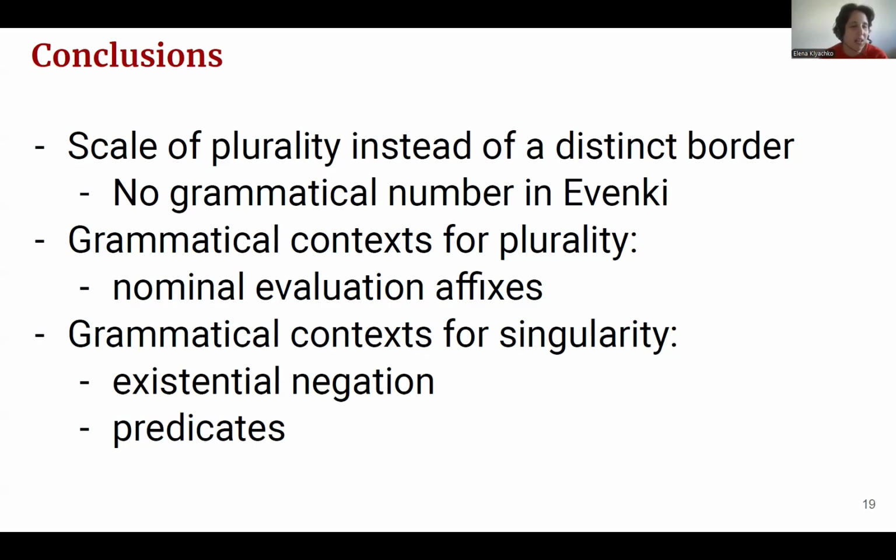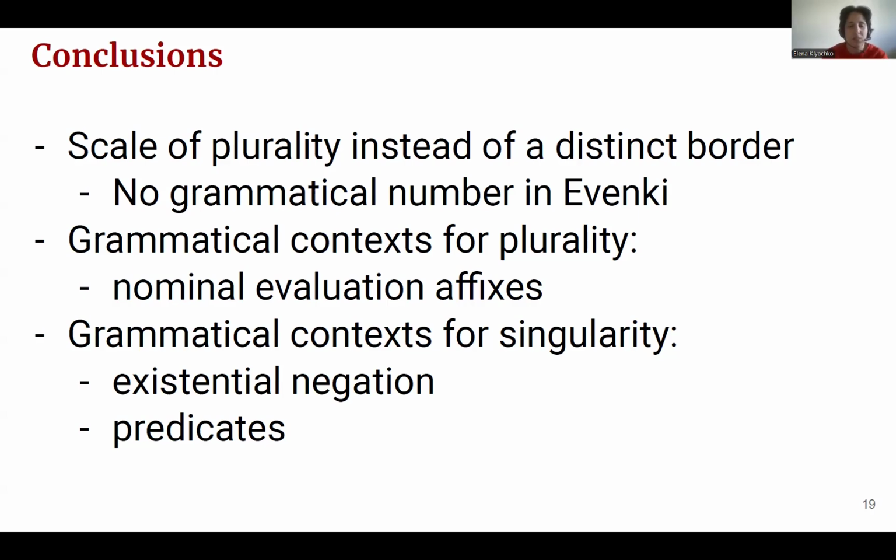However, the Evenki language is now endangered, so the normal developments could have stopped, and so we do not see the end of this process for some nouns. There are also some grammatical contexts which endorse either singular or plural forms. For example, if nouns are used with nominal evaluation affixes such as an attenuative marker or an intensifier marker, plural is often used. On the contrary, in existential negation contexts and in predicative position, singular forms are used.